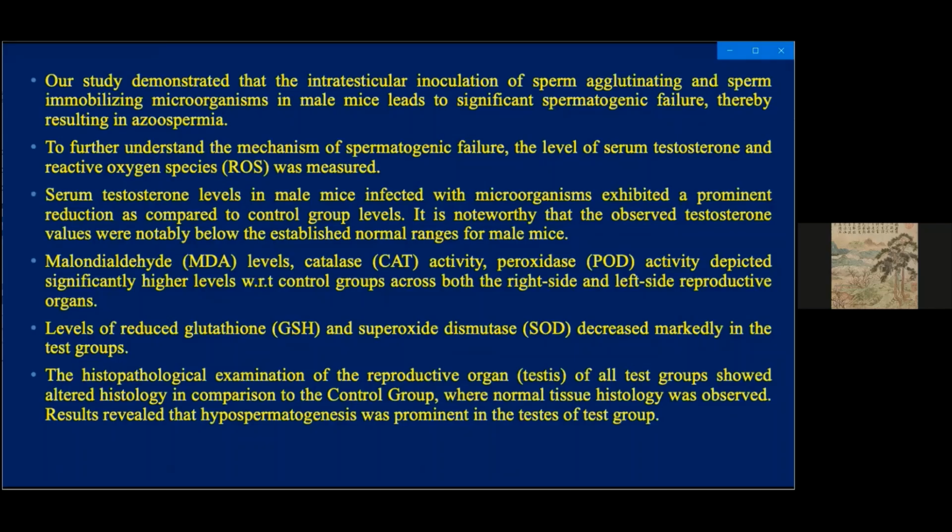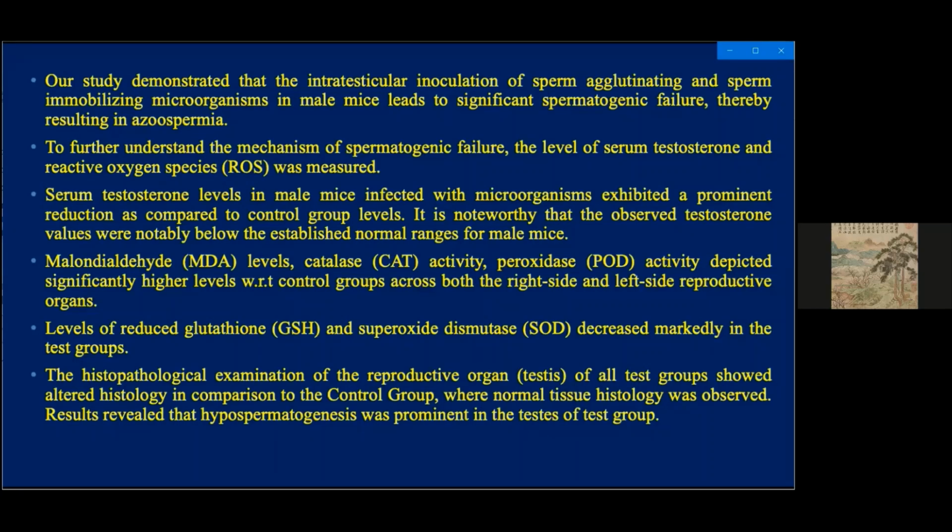Further, our study demonstrated that the intertesticular inoculation of sperm agglutinating and sperm immobilizing microorganisms in male mice leads to significant spermatogenic failure, thereby resulting in azoospermia. To further understand the mechanism of spermatogenic failure, the level of serum testosterone and reactive oxygen species was measured. Serum testosterone levels in male mice infected with microorganisms exhibited a prominent reduction as compared to control group levels. It is noteworthy that the observed testosterone values were notably below the established normal ranges for male mice. MDA level, catalase activity, and peroxidase activity depicted significantly higher levels with respect to control groups across both the right side and the left side reproductive organs. Levels of reduced glutathione and superoxide dismutase decreased markedly in the test groups.